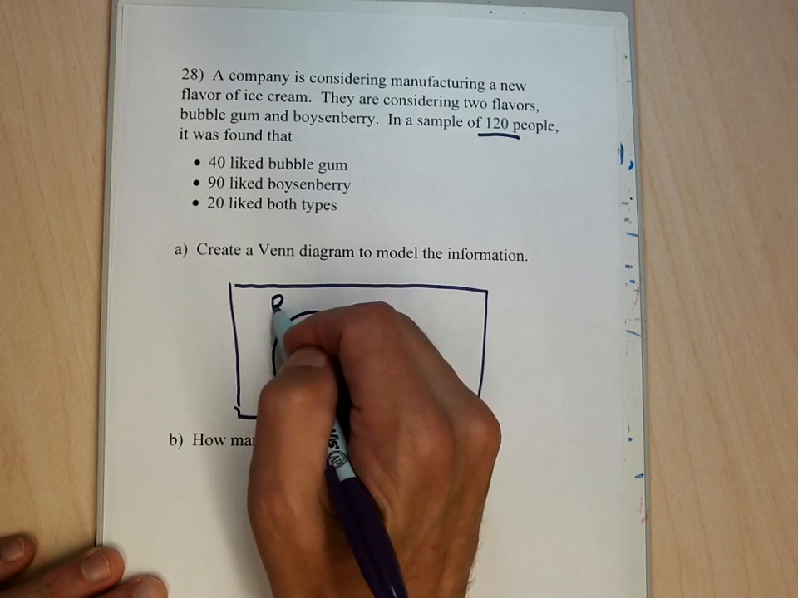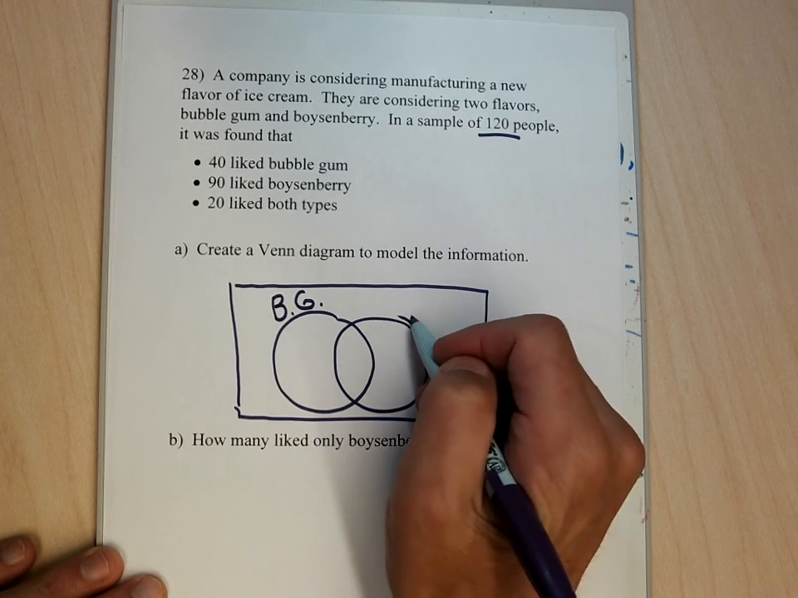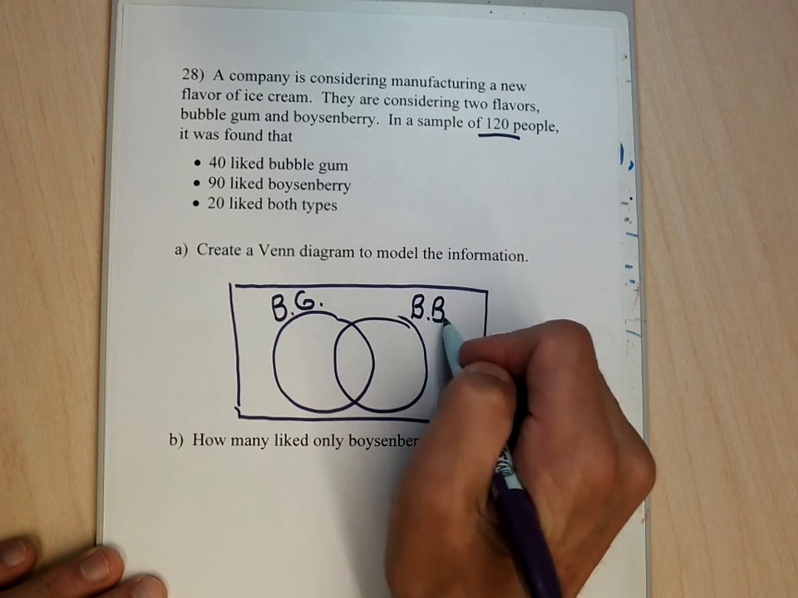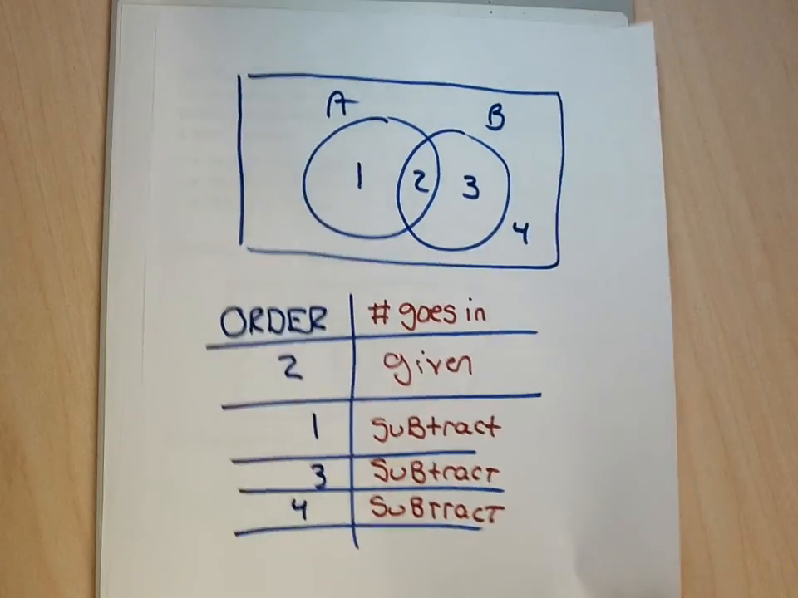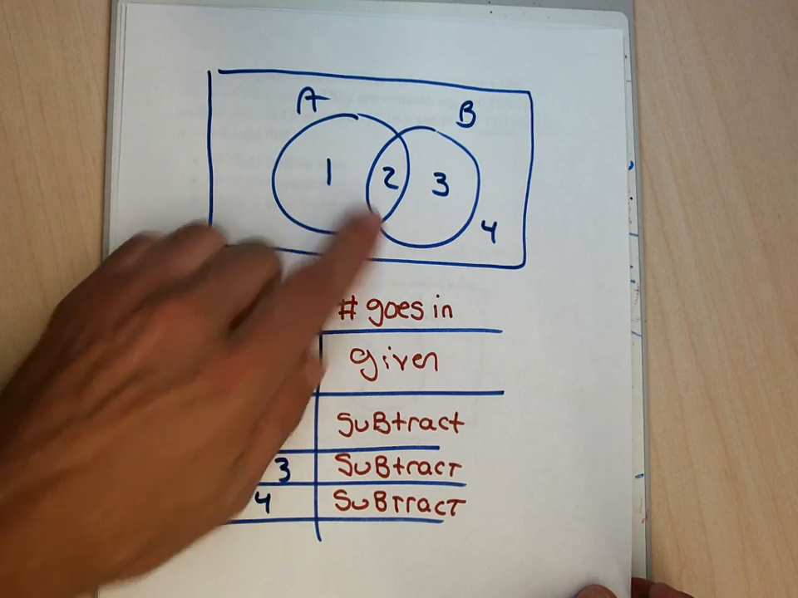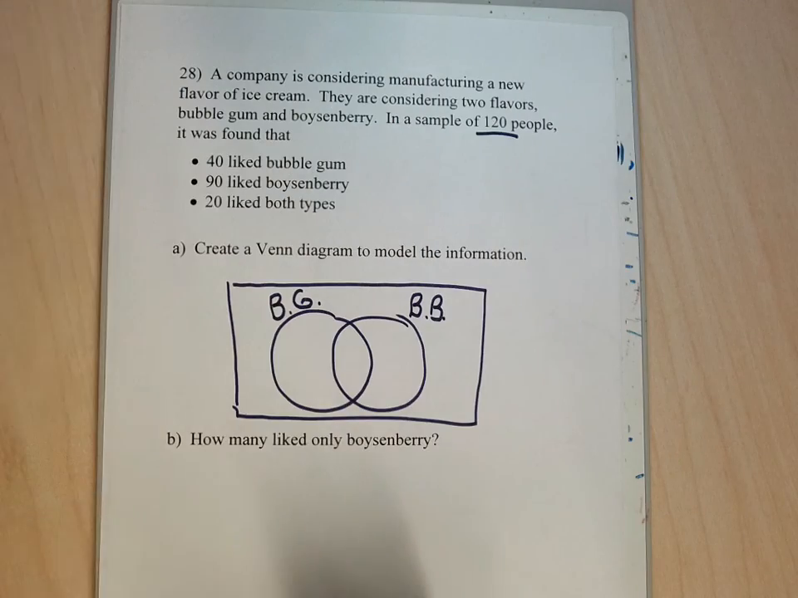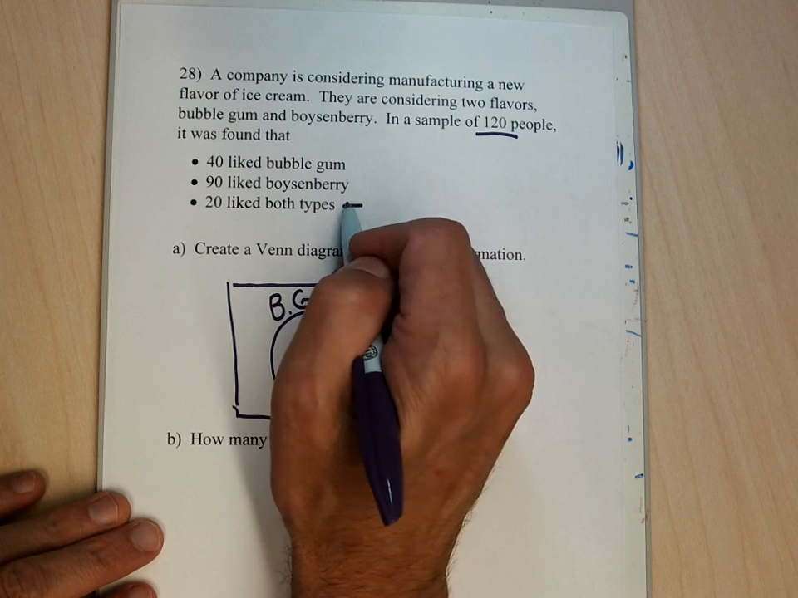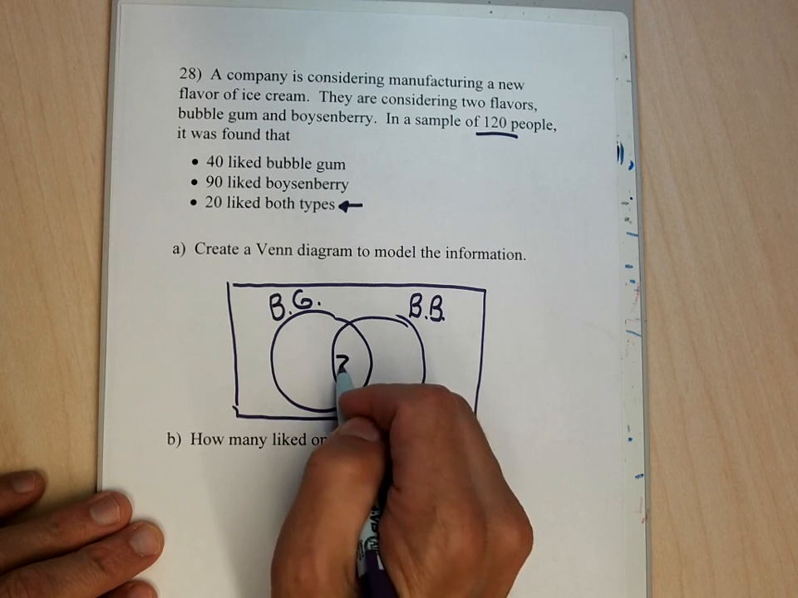I'm going to make the left circle for bubblegum and the right circle for boysenberry. Not feeling like writing those words. And in a word problem for the Venn diagrams that has two circles or two sets, I need to put in region 2 first, and that's usually the number that's given. In this particular case, the region 2 number is going to be the 20 people that were surveyed that liked both types.